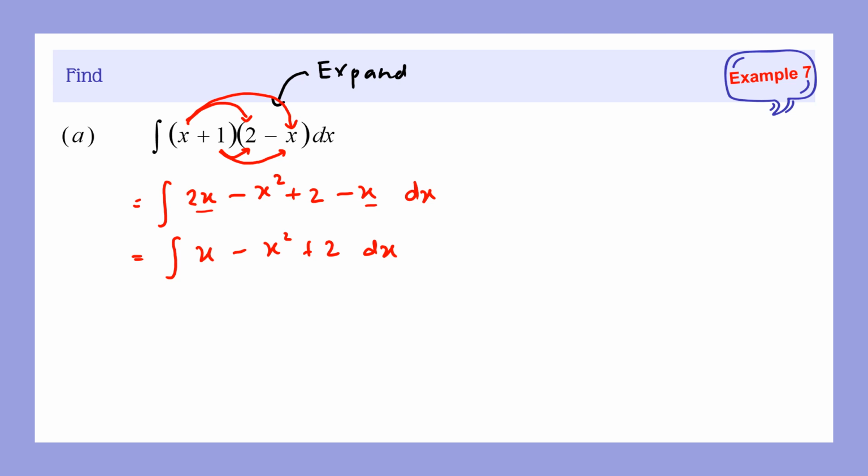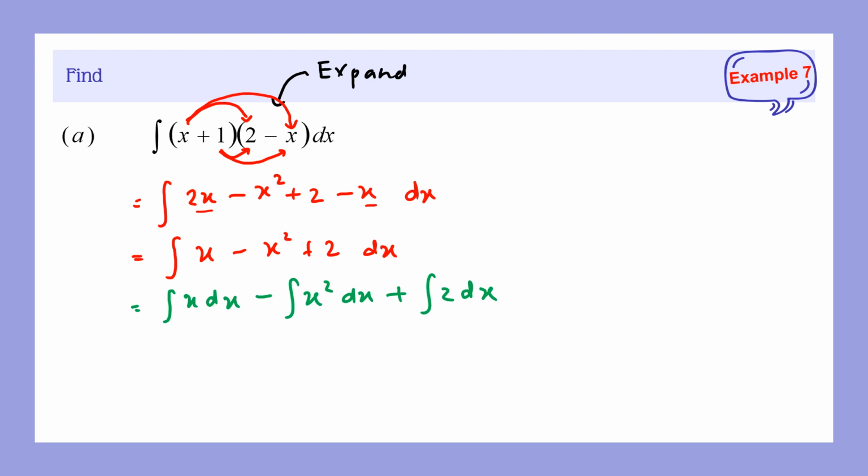Then for this case, we have the operations minus and plus. We can split into 3 parts. The first part, we get the integral of x dx, then minus the integral of x squared dx, plus the integral of 2 dx.